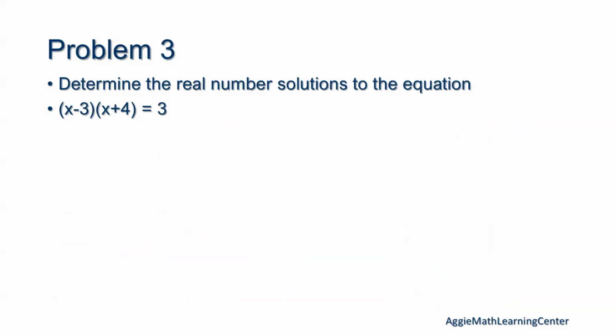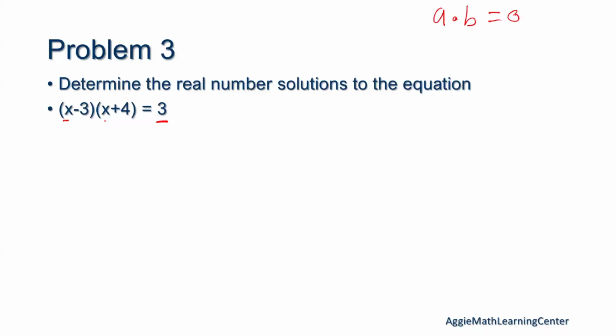Okay, so this one, it's still quadratic because if we multiply this out, we get an x squared. But the problem is it doesn't equal 0. The reason that's a problem is I used to just try to solve it like x minus 3 equals 3, set each part equal to 3. But that doesn't work because what we're doing is using the zero factor property.